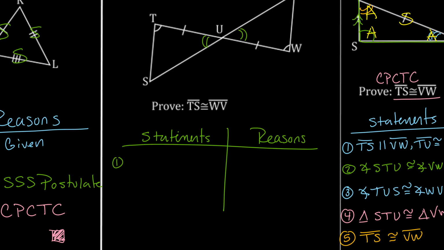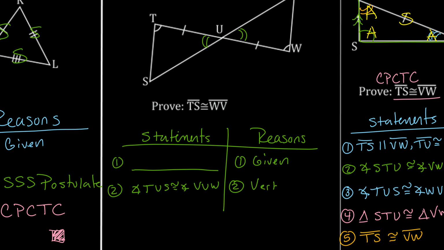And I write down my given. You guys all diligently wrote that down, so I won't bother doing it for you. And then what did I mark congruent next? Vertical angles. So angle TUS is congruent to angle VUW by the vertical angle theorem. Then what comes next? It doesn't matter. This angle can be called VUW or WUV. It's the same angle.